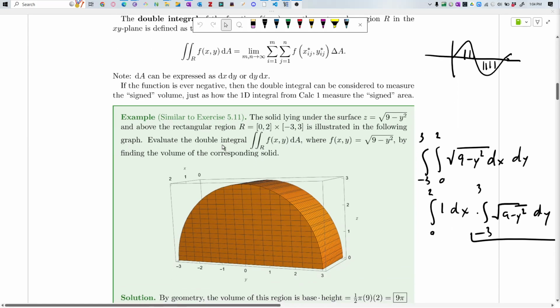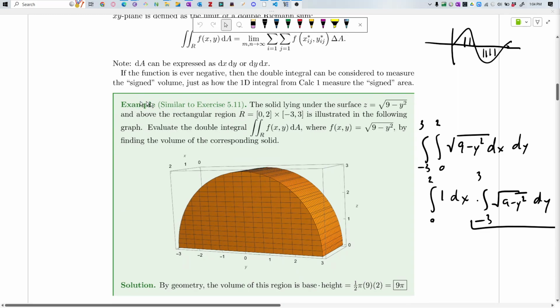Okay. This example slash exercise most closely approximates what we have just been talking about. The idea is that instead of computing an integral by actually doing integration, you can sometimes think of it as corresponding to the volume below a surface.